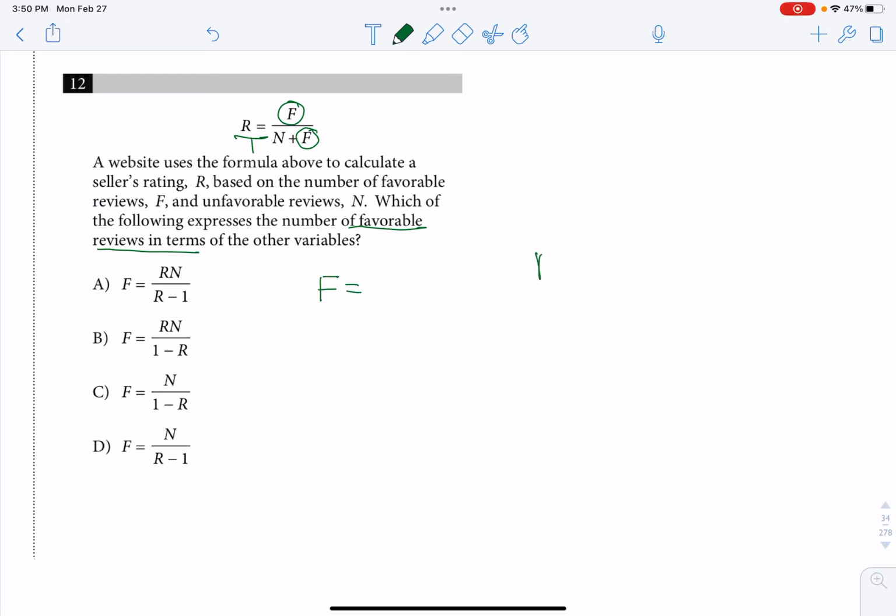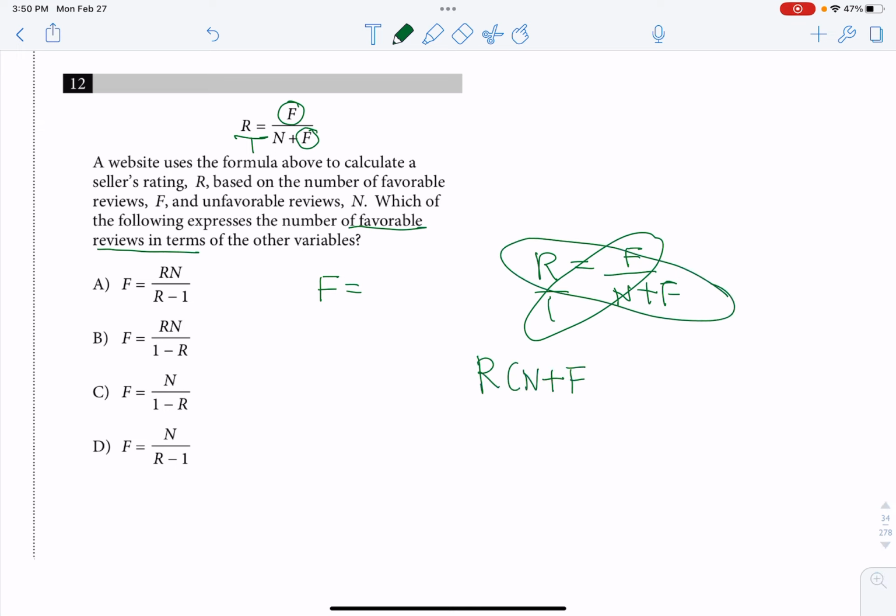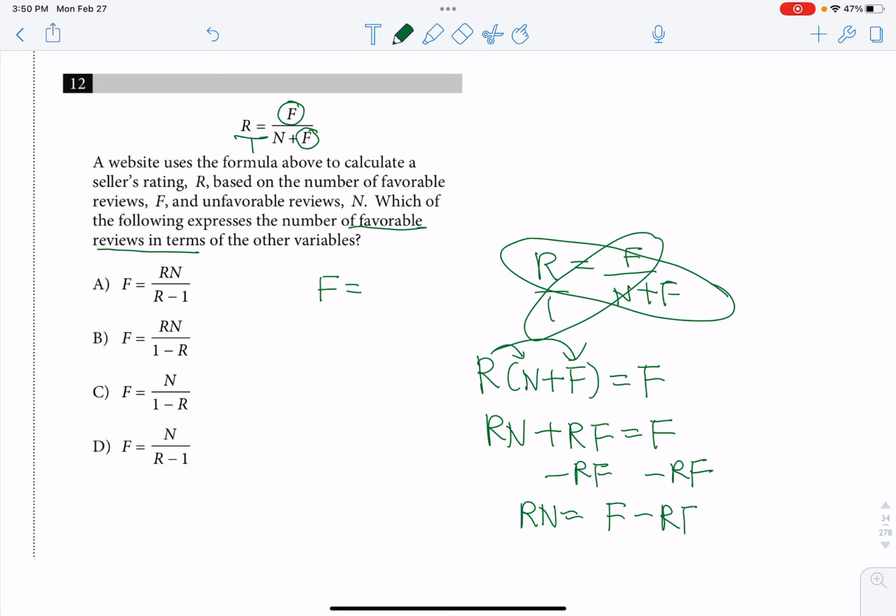So first, R equal to F over N plus F, cross multiply. So R times N plus F equal to F, and distribute: RN plus RF equal to F. Since we need to solve for F, you have to move F to one side. So I will subtract RF. That will give you RN equal to F minus RF. F is here and there, so you have to factor F out with a 1 minus R.